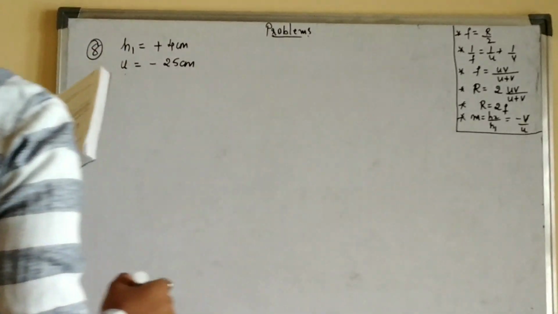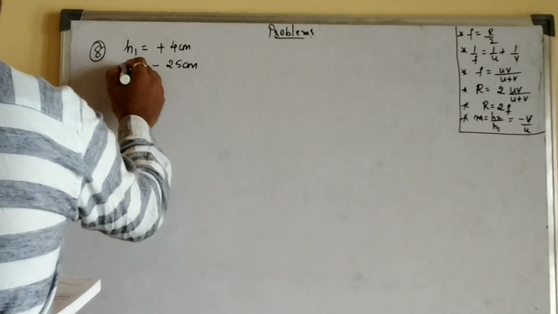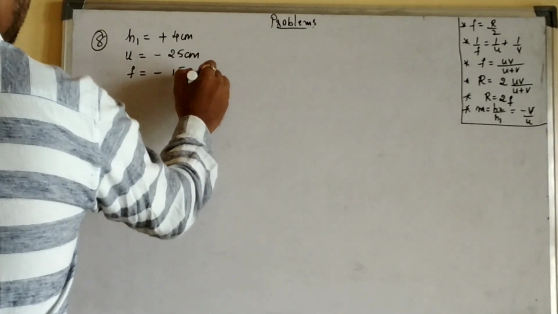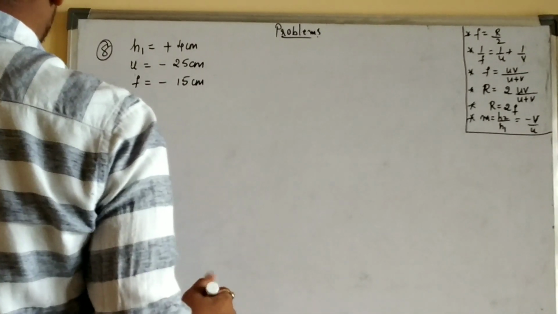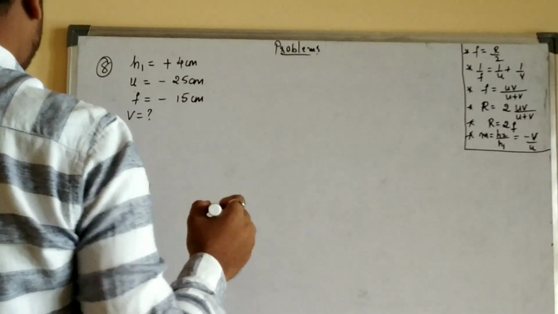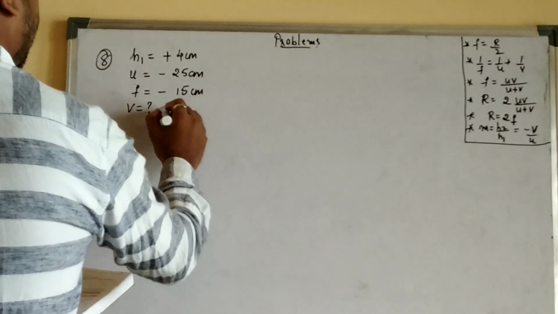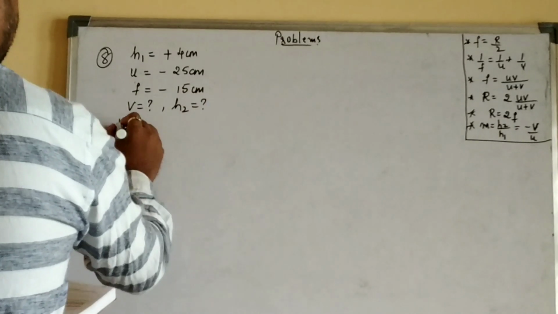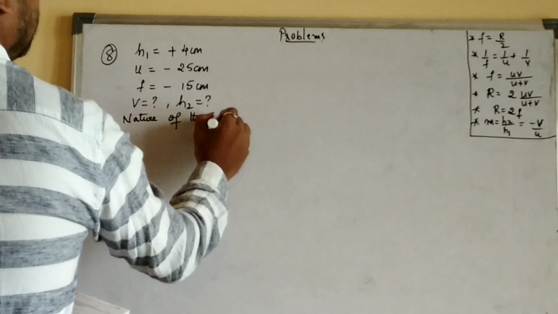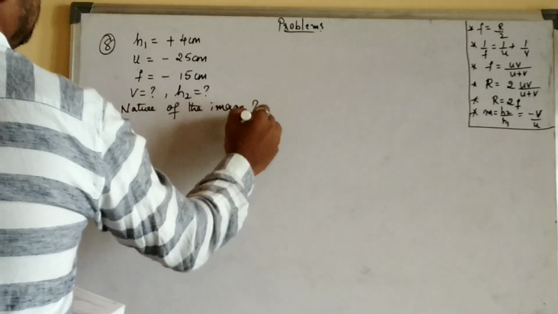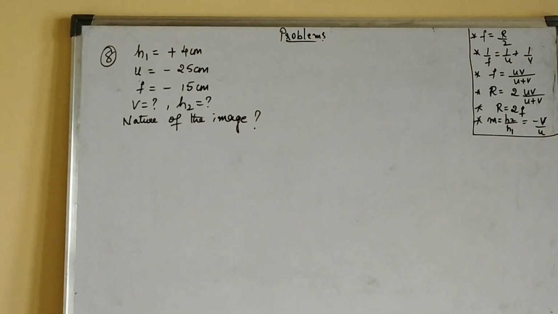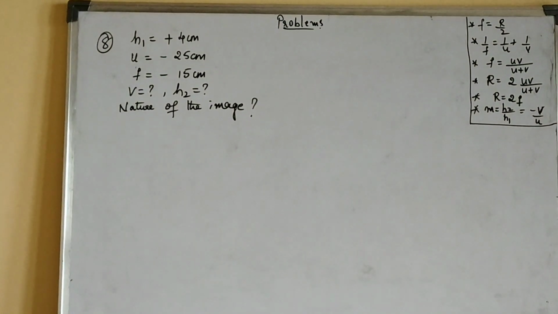From a concave mirror of focal length, which is also given, that is also negative. So minus 15 centimeter. You have to find out the position of the image, means v, then the nature of the image, then the height of the image, h2. Of course, in a concave mirror, except for one case, you know that the nature of the image is real and inverted. Still, we have to see.